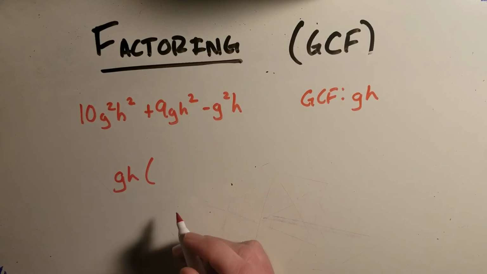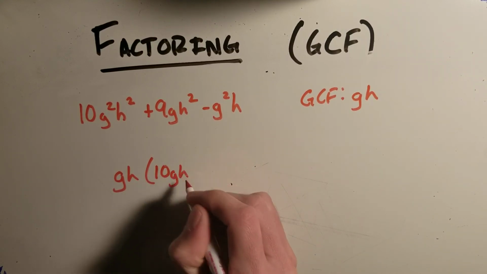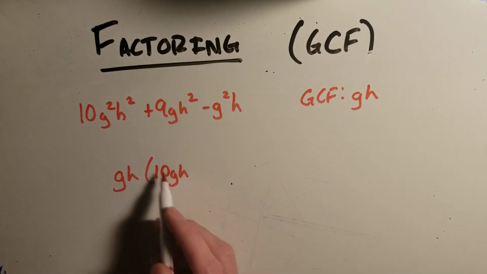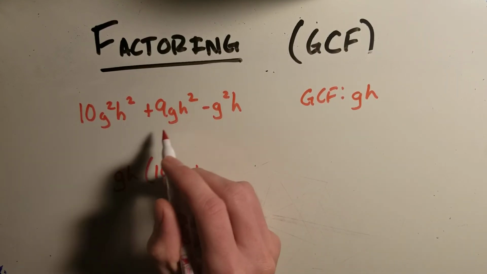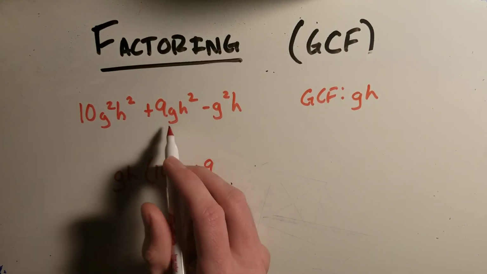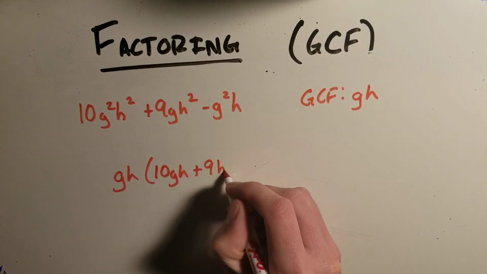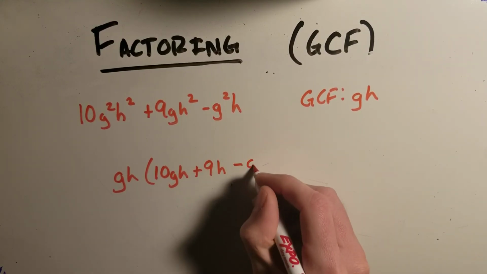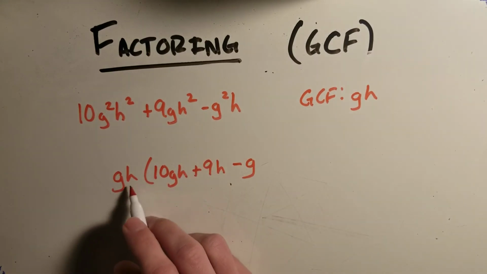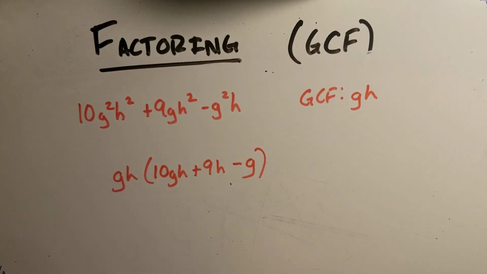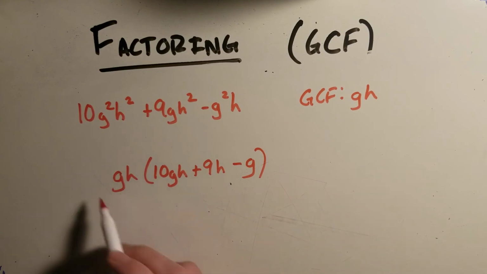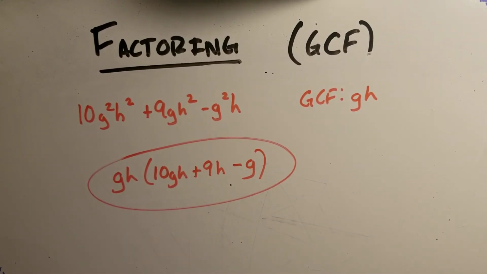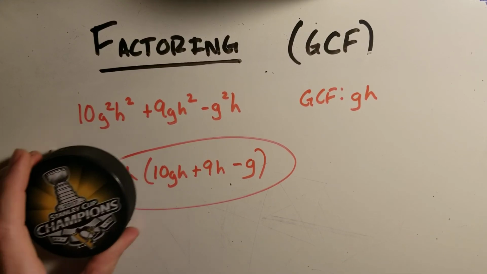For your 10g squared h squared, you'd be left with 10gh, because if you were to distribute this monomial in, you would end up right here. For your middle term, you're going to have 9. Well, you took the g out. You took one of the h's out, so you have 9h left. And then for your last term, you took one of the g's out, so you're left with a g. You had 2. And you took one of the h's out, so it's gone. It's out here now. And then this is your final factored form of this. We are completely factored there. Took the GCF out.